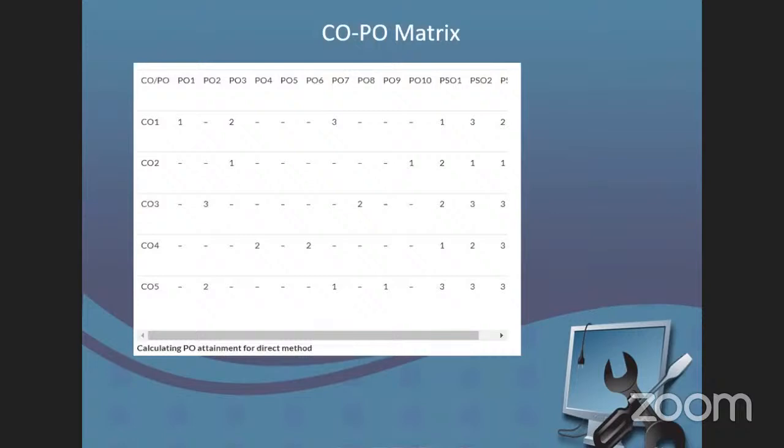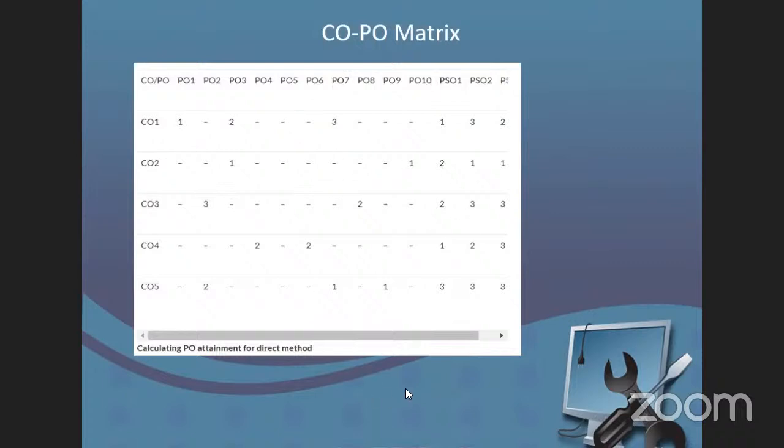Your department is strong in some field or discipline of that particular study. I am strong in networking. I am strong in big data. Like that, you have to specify the various sectors in which your program and your department are strong. That is called PSO. So you have to map the COs with the PSOs also.